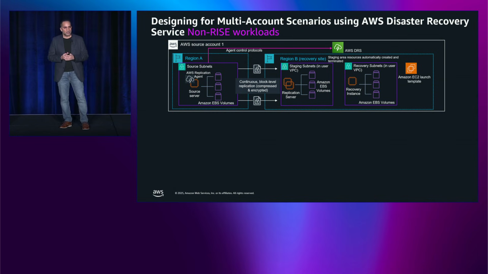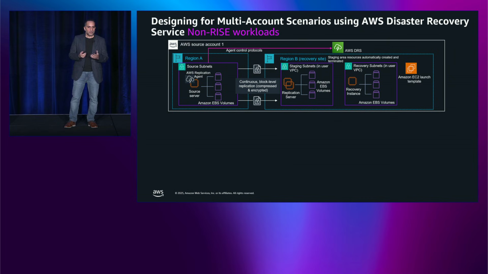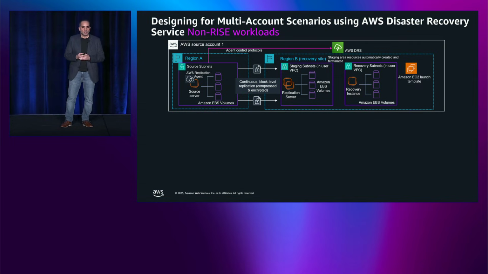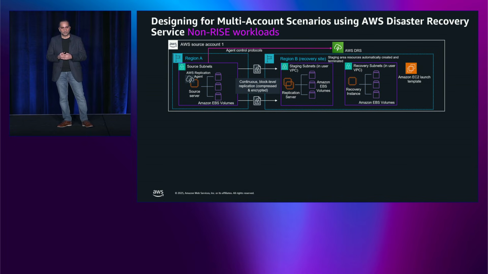In this architecture, we have source servers on which AWS Elastic Disaster Recovery replication agents are deployed, continuously replicating at the block level to a staging area in another region. Now, this connectivity is over a secure channel.